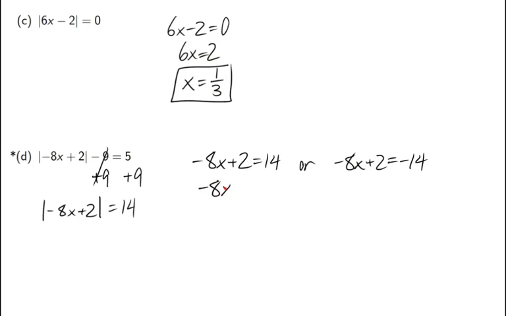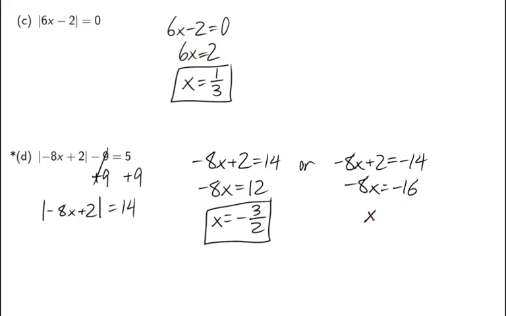Let's continue. If I subtract 2 from both sides, I get 12 over here, and I get negative 16 over here. If I divide by negative 8, I get 12 over 8 reduces to 3/2, and it's negative. And over here, if I divide by negative 8, I get 2.